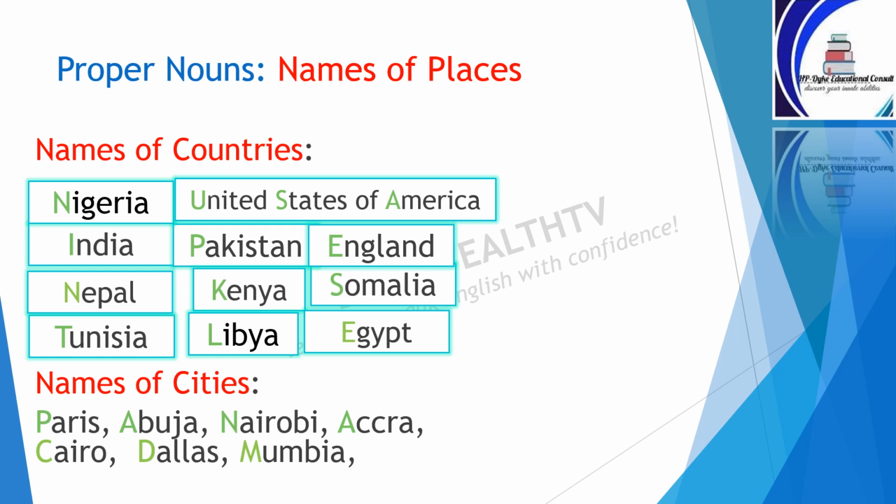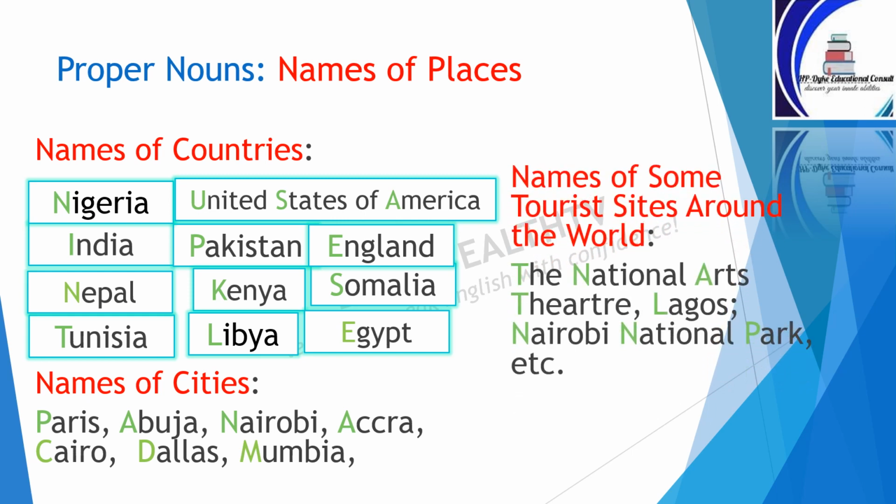Names of cities: Paris, Abuja, Nairobi, Accra, Cairo, Mumbai, Dallas. Names of some tourist sites around the world: the National Arts Theatre, Lagos, Nigeria; Nairobi National Park, and several others.